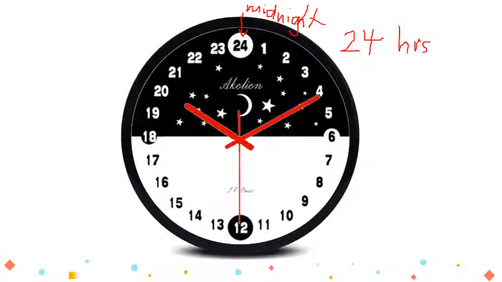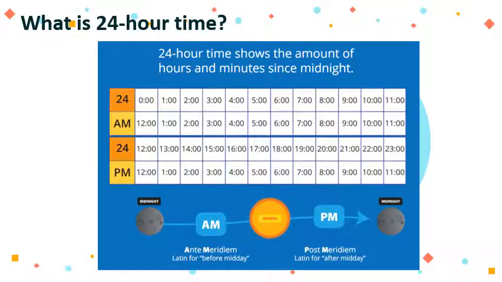And going around, instead of having intervals of 12 hours, we now have 24 intervals for 24 hours. So now that we've looked at an analog clock with 24 hours on it, let's compare 24-hour time and 12-hour time, or PM and AM time. So here, 12 AM, which is midnight, in 24-hour time would be 0 hours.